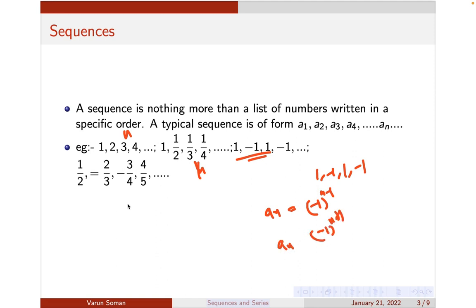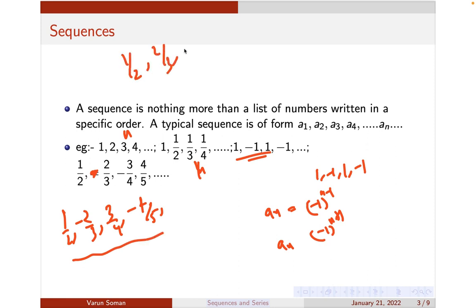Okay, similarly, I have just made a mistake writing the sequence here. Just look at the sequence 1 by 2, minus 2 by 3, 3 by 4, minus 4 by 5. Can you give me the nth term here? Or just before that, look at the sequence 1 by 2, 2 by 3, 3 by 4, 4 by 5, etc. Can you give me the nth term here?